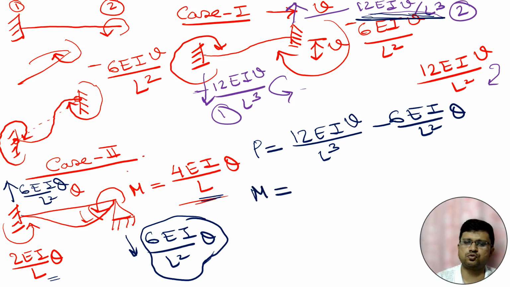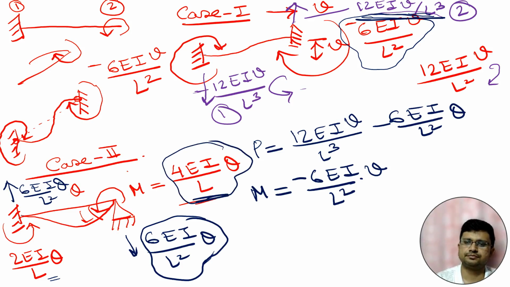What will be the moment developed at node 2? From the first case it is minus 6 EI V by L square. Why minus? Because this moment is clockwise. We are considering, based on our coordinate system, that anti-clockwise moment is positive. Here the moment is clockwise, so it will be negative: minus 6 EI by L square into V. And from the second case, the moment is anti-clockwise in nature, so it will be positive, and the value is 4 EI by L into theta. So it will be plus 4 EI by L into theta. So this is our force and moment.